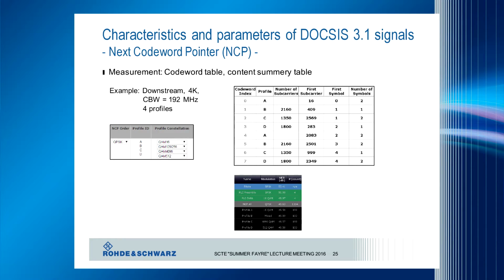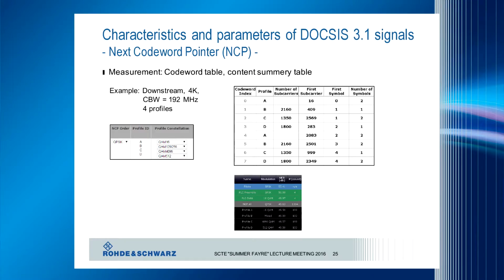And as a result of this, you can also get a measurement table which gives you some more details about the quality of the several portions of the signal. So from the pilots, the PLC preamble was explained before, PLC data, then the next codeword pointer, and here also with dedicated MER values for the different profiles which were described here. You can see it here again, 16 QAM up to 4K QAM was implemented in the signal.